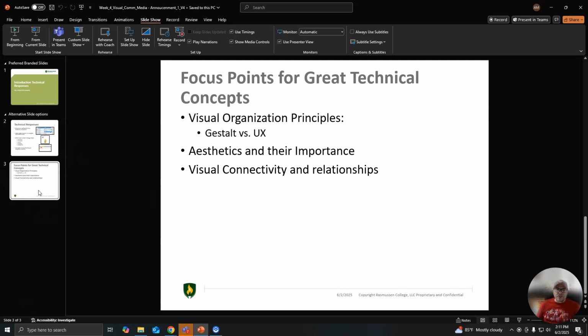Now, we're going to focus on a few things tonight. We're going to talk about great technical concepts. We're going to focus on visual organization principles, Gestalt principles versus user experience. We're going to take a look at aesthetics and their importance, and visual connectivity. A lot of people get connectivity wrong, where they think it's visual cognition. No, connectivity with visuals ties into spacing and organization, especially with technical systems. And we'll go over that later in lecture tonight.